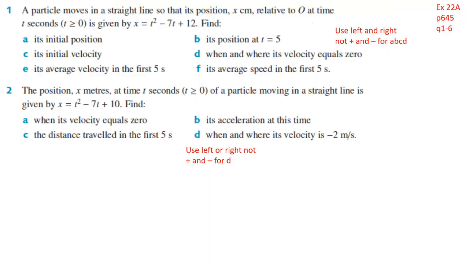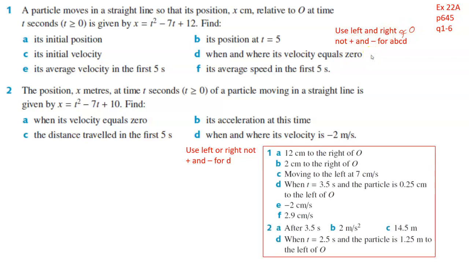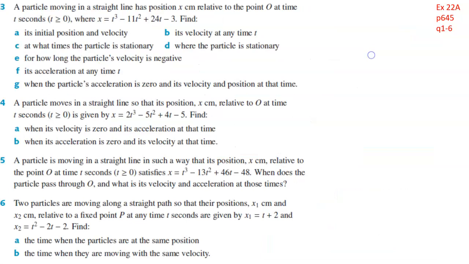So that's all of the examples that you need in order to answer questions 1 to 6 from 22A now. Make sure for questions 1 and 2 you interpret your answers and use the words left and right of O, or travelling to the left and to the right when you're talking about velocity, rather than just writing positive or negative. There's your answers for 1 and 2.